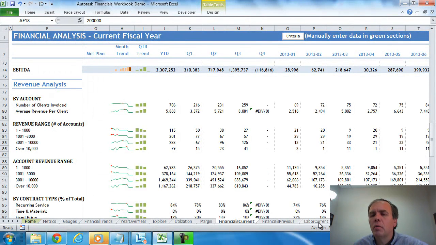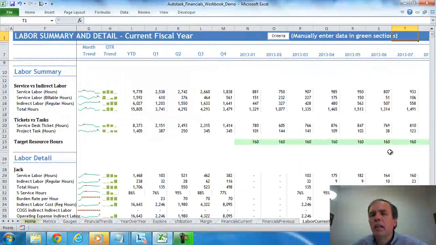You can also go in and take a look at the labor utilization. Labor utilization, this is how we calculate out cost of goods sold. For every resource that you have, we go in and we identify what were the service hours and the indirect hours on a per month basis, total hours. But then we look into Autotask and get their burden rate. This is the burden rate that you enter about what the cost is per hour for that person.